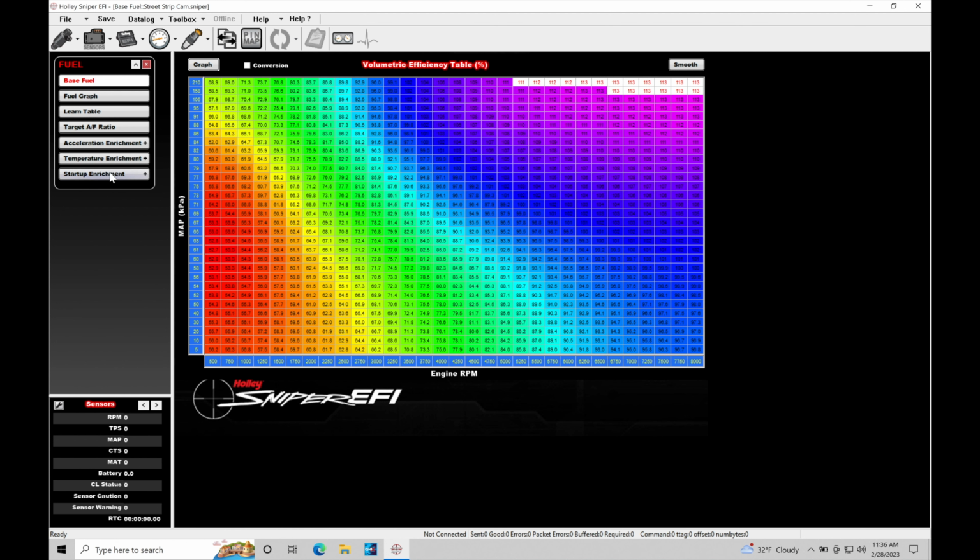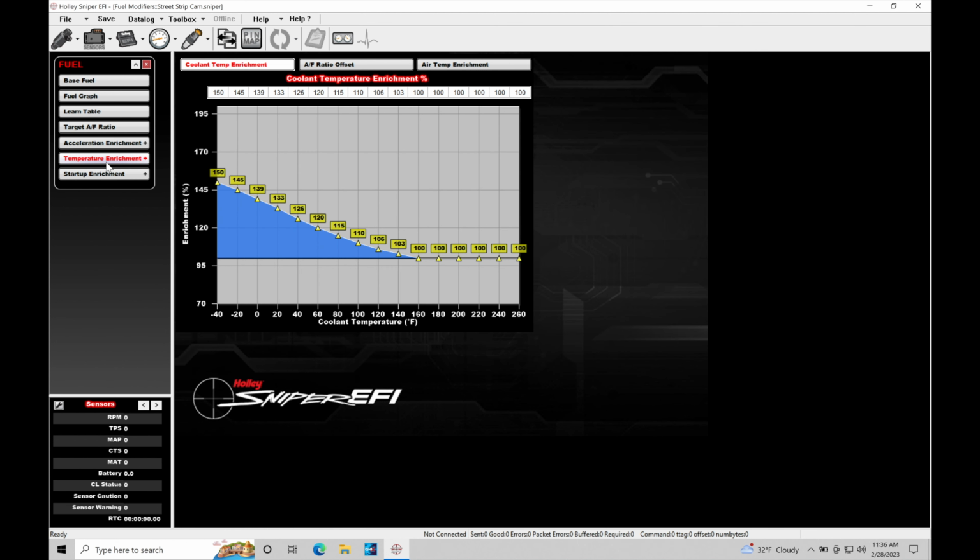coming from our VE table. If we go to our temperature enrichment, we're going to find that we have 3 different enrichments that we can work with, or 3 different ways that we can manipulate what's going on within our air fuel model. The first table here is going to be our coolant temp enrichment.